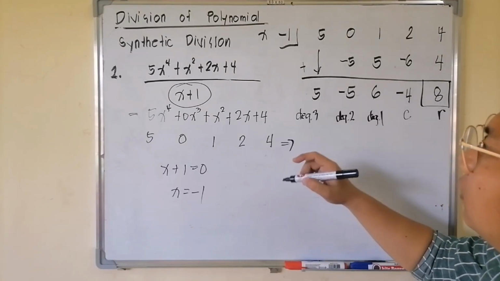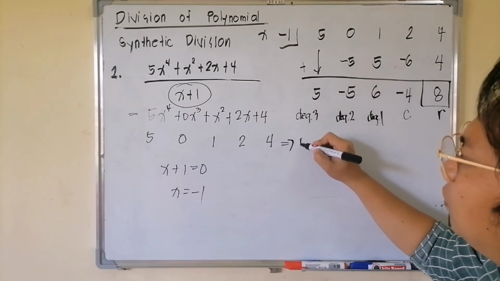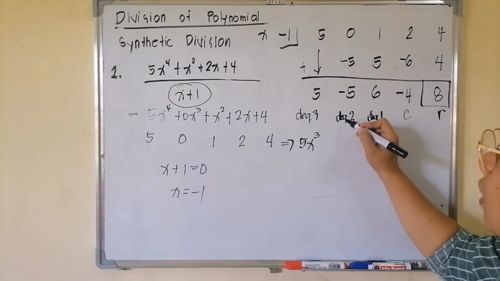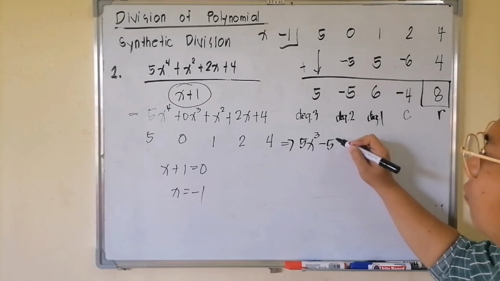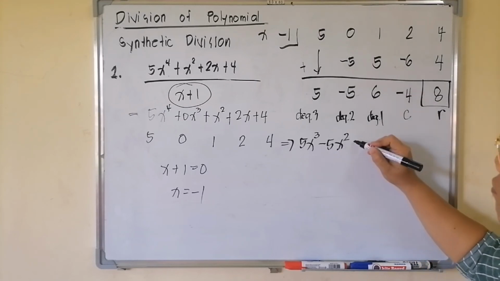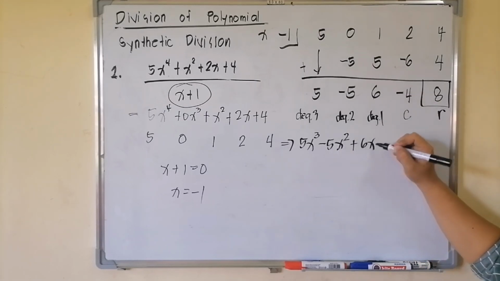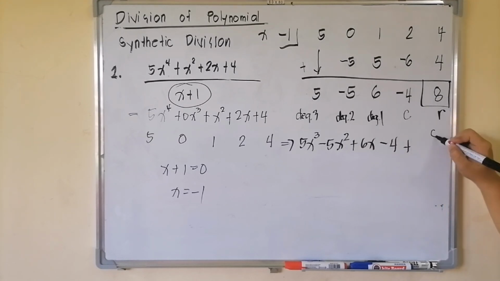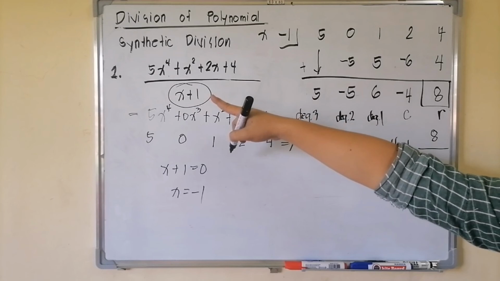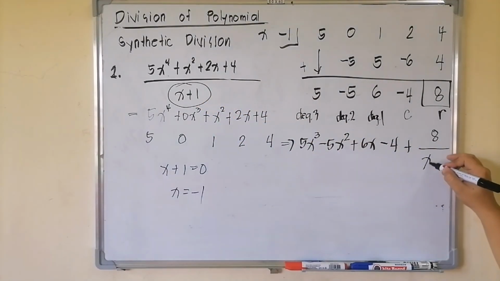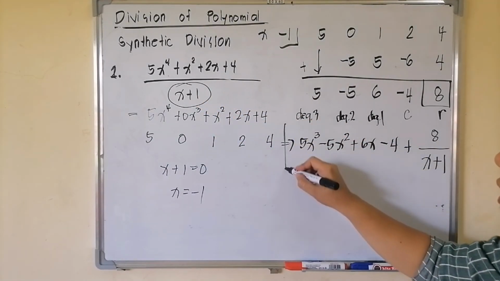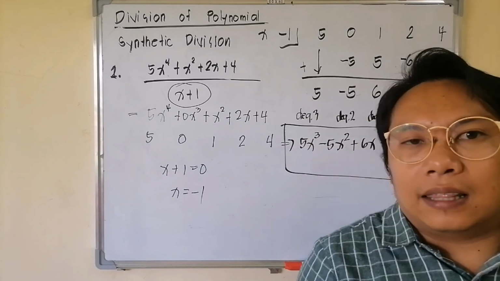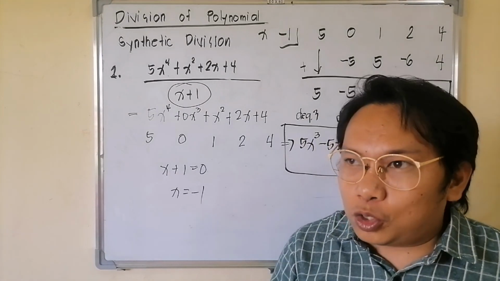Therefore, your quotient now is, the numerical coefficient of your degree 3 is 5, so that's 5x cubed. The degree of 2, it's negative 5x squared. The degree of 1 is plus 6x. Then your constant, negative 4, plus your remainder 8 over your divisor x plus 1. So this is now your quotient using the synthetic division.